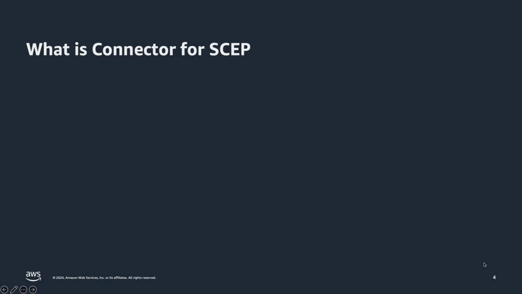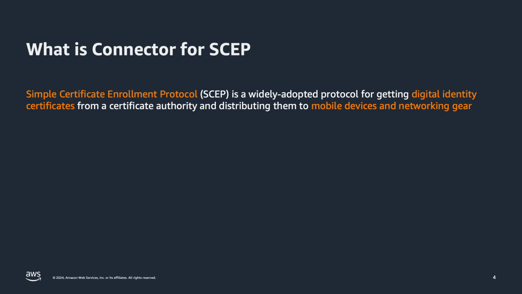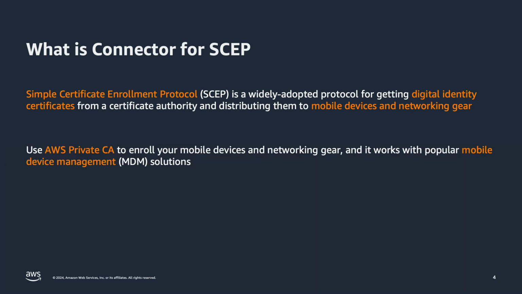Now this brings us to AWS Private CA Connector for SCEP. As we mentioned earlier, SCEP is the Simple Certificate Enrollment Protocol, which is a widely adopted protocol for getting digital identity certificates from a certificate authority and distributing them to mobile devices and networking gear. You can use AWS Private CA to enroll your mobile devices and networking gear, and it works with popular mobile device management solutions. These MDM solutions allow administrators to control and enforce policies on these connected devices.